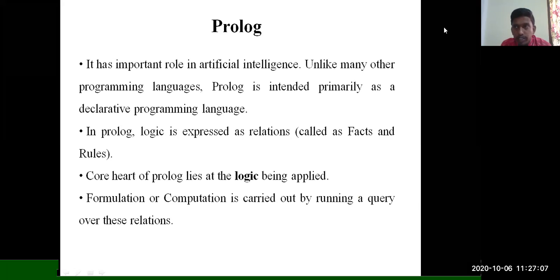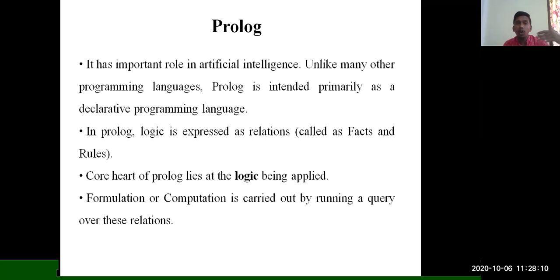As already said, Prolog is one important language in artificial intelligence. We have many programming languages, but in artificial intelligence, Prolog is intended primarily as a declarative language. It will only give you what is to be done, not how it can be done. In Prolog, logic is expressed as relations, also called facts and rules. Whenever I talk about Prolog, it's about basic facts and a set of rules, which we call relationships between objects. The core of Prolog lies in the logic being applied, because if the logic is not properly specified, the output might not be as desired. The computation is carried out by running a query over these relations.